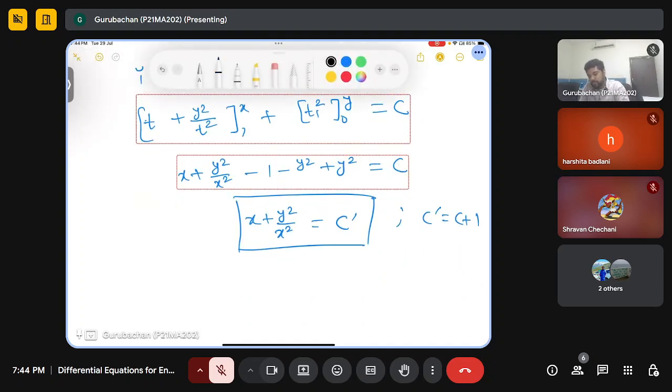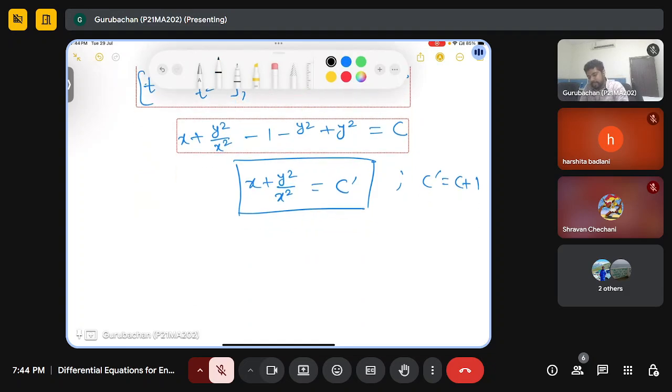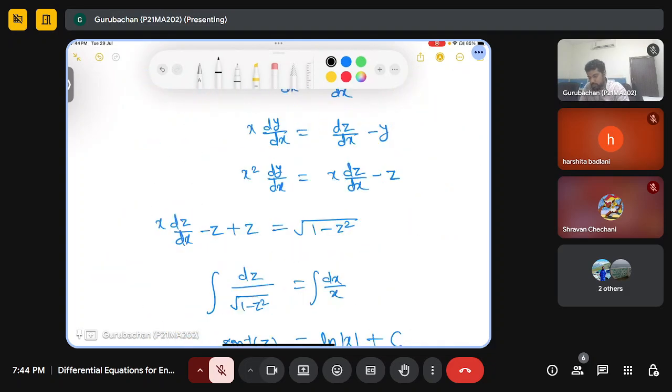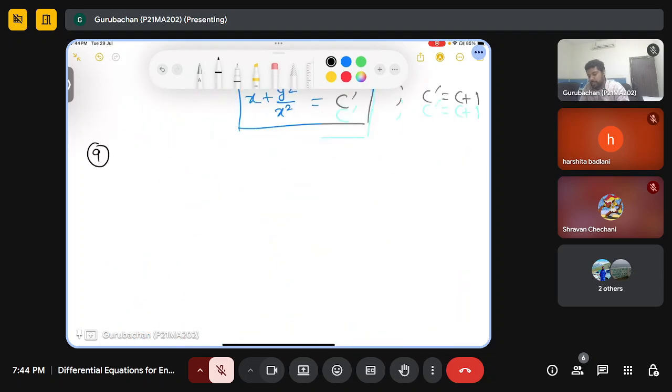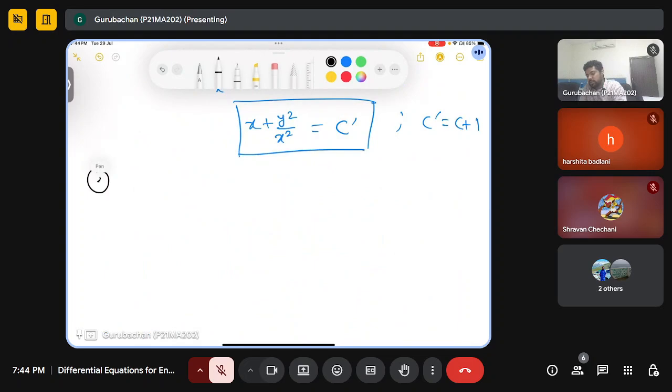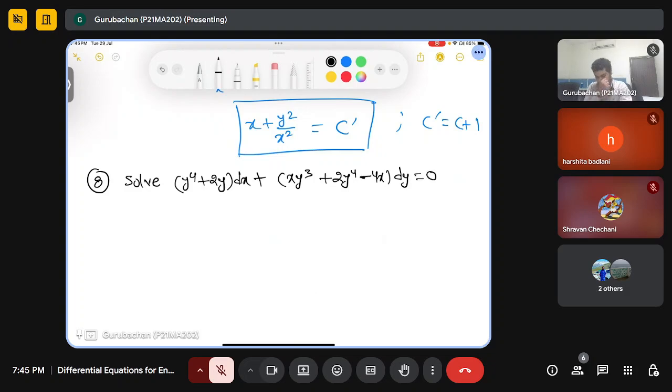The next question is somewhat related to this one. It was 7. Again, I need from this one. This is 8. Solve (y to the power 4 plus 2y) dx plus (xy cube plus 2y to the power 4 minus 4x) dy is equal to 0. Try this one.